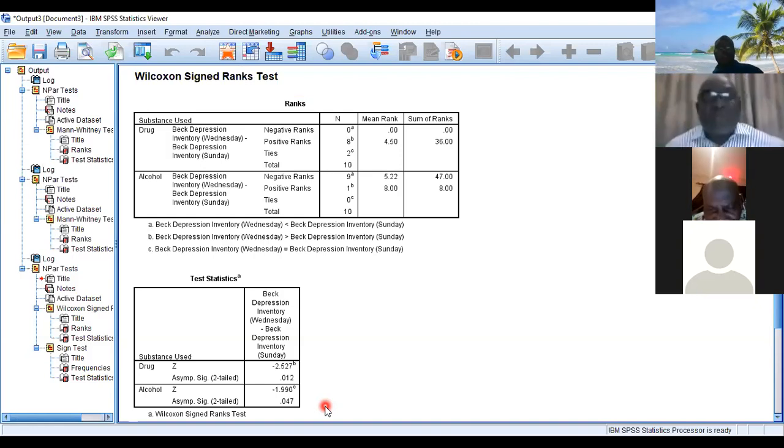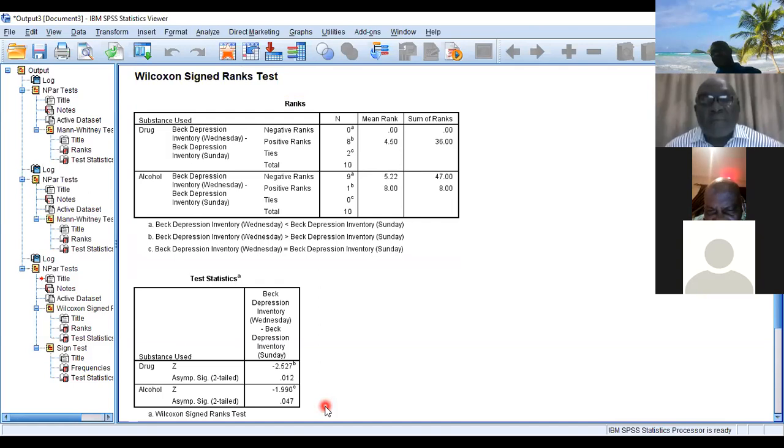So you are looking at the difference between the two days now. You are not looking at the difference in depression between alcohol users and drug users; that's what we did before. What you are looking at now is the depression among the drug users: what is the difference between Wednesday and Sunday? Then for alcohol users, what is the difference between their depression on Wednesday and Sunday? Does it make sense?